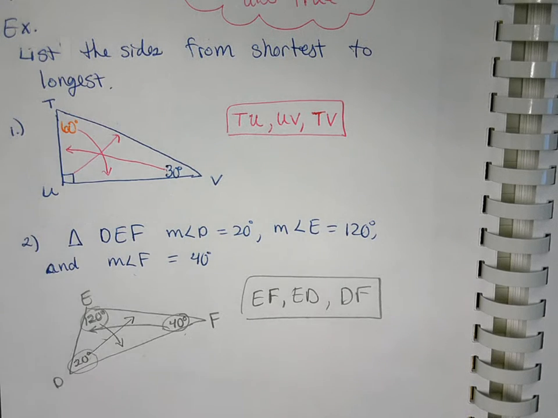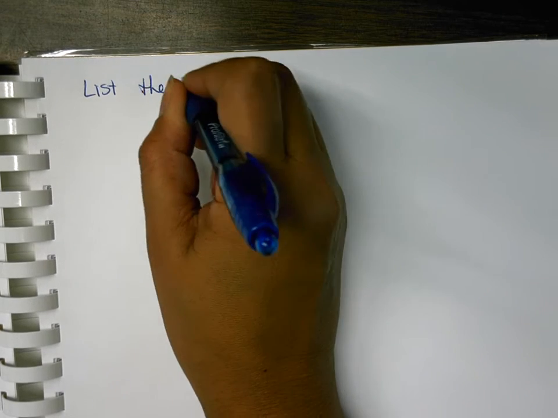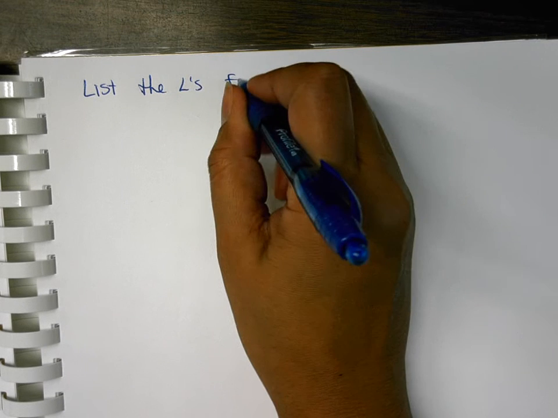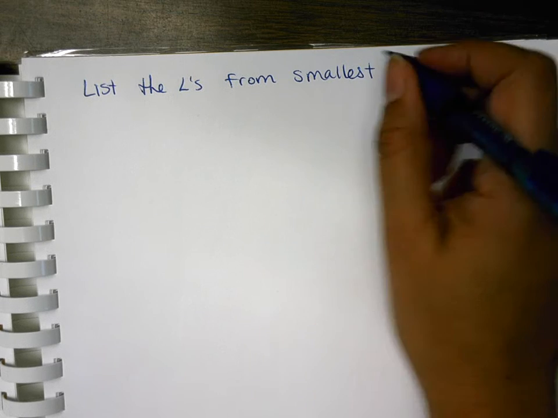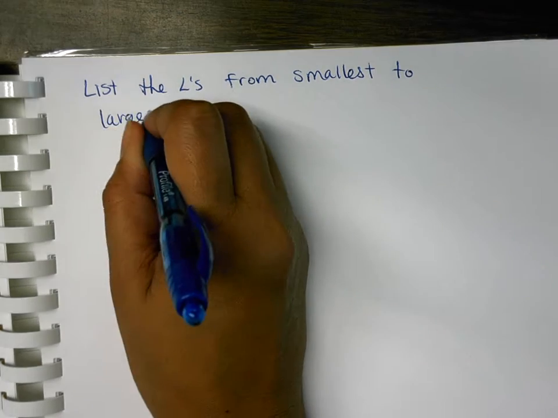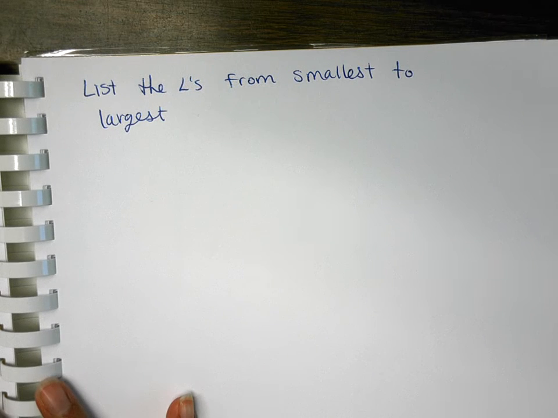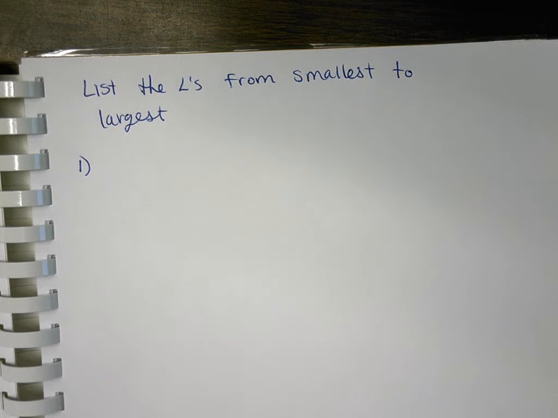All right. Next piece I'm going to do is list the angles from smallest to largest. All right, list the angles from smallest to largest. All right, so this is pretty much the converse now.